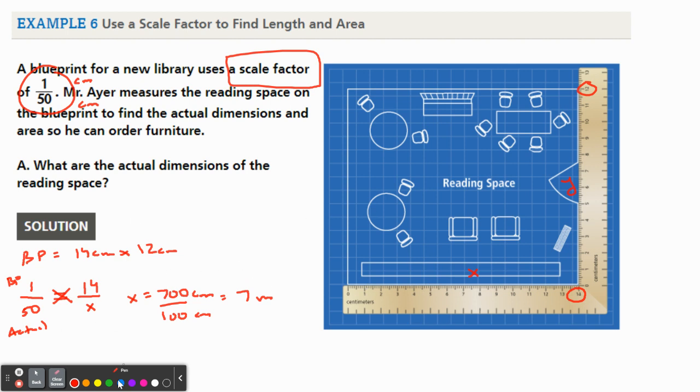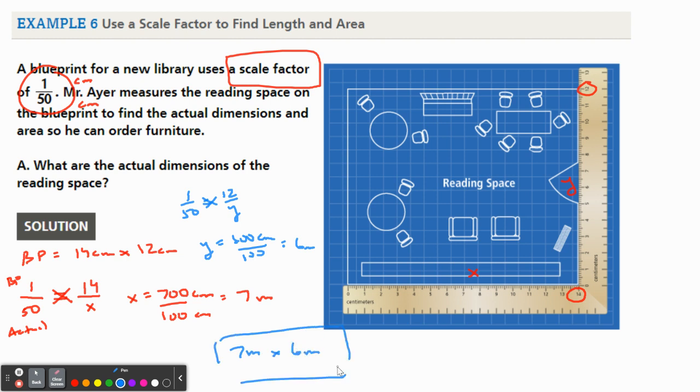And then to find y, I'll do it in blue here. I'm going to use the same proportion, 1 out of 50 equals, but now I'll put 12 over y. And we'll cross multiply, and you get y equals 600 centimeters. Again, divide by 100, and you get an actual length of 6 meters. So the actual dimensions of this reading space are going to be 7 meters by 6 meters.